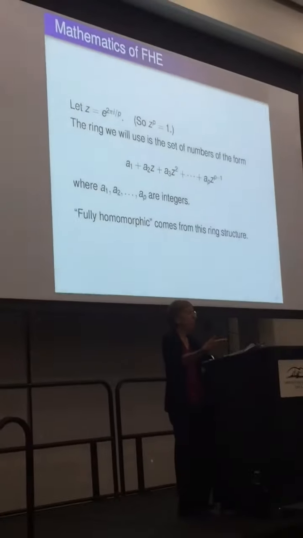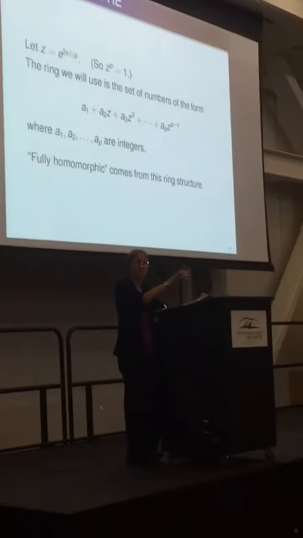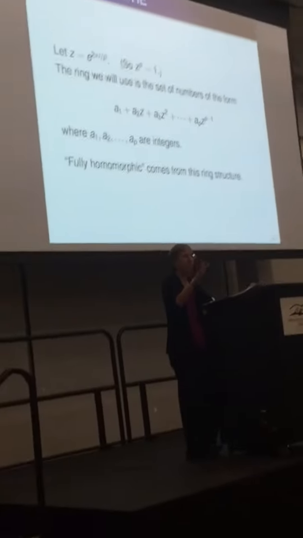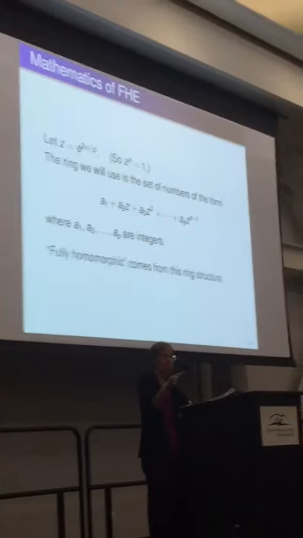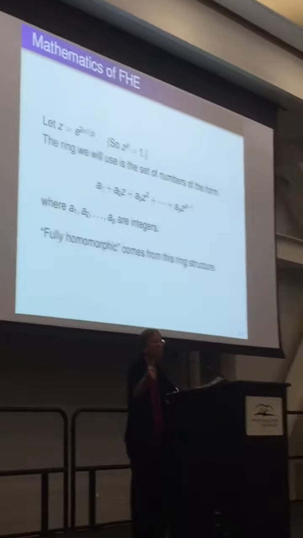Do you believe that? If you take two things, A1 plus A2z and so on, and then I take B1 plus B2z and so on, I add them together, the first coefficient is A1 plus B1, and so on. So we add two of them together, we're cool, right? That stays within the ring. Okay, what if I multiply them together? That's a little more complicated.